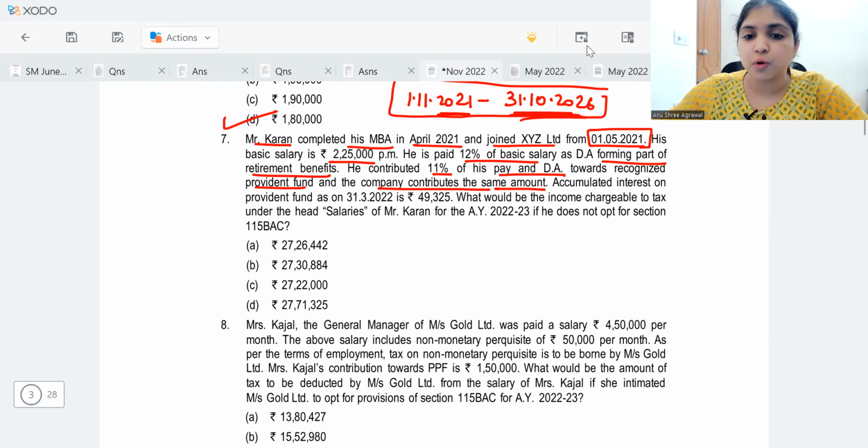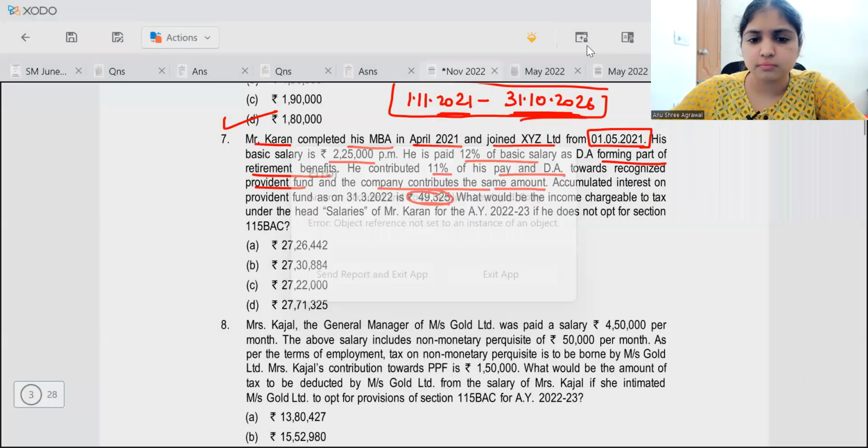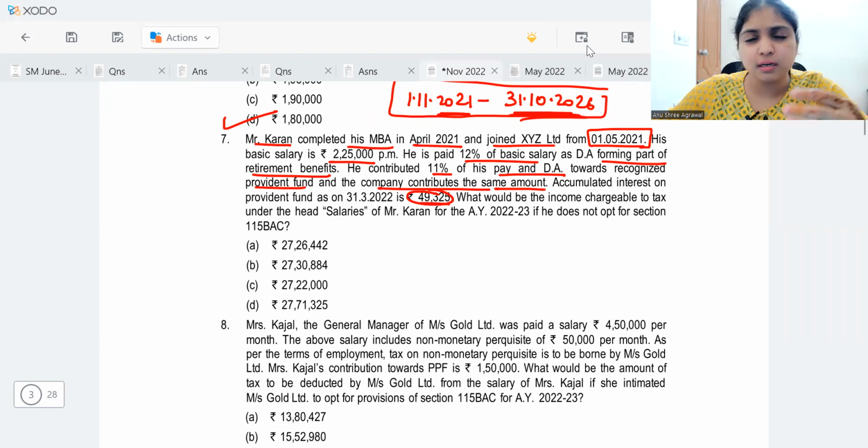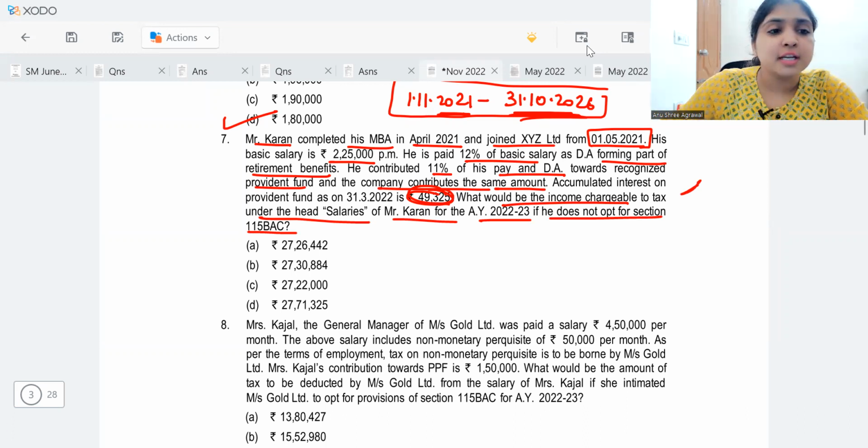Accumulated interest on the provident fund is 49,325. This entire interest will be for the current year only, because current year only he started the employment. So this would definitely be current year's interest only entirely. What would be the income chargeable under the head salaries of Mr. Karan for assessment year 22-23? He does not opt for 115BAC. They're asking us about the total taxable salary of Mr. Karan. Right? So let's begin.